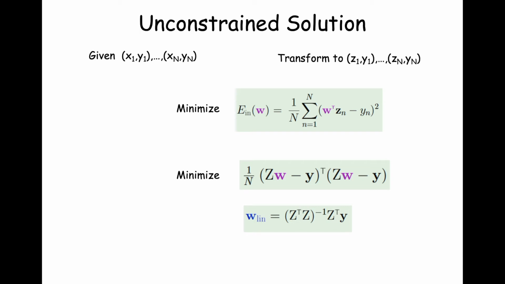And so the minimization problem for minimizing in-sample error is 1 upon N times (Zw minus y) transpose (Zw minus y). Okay, and so of course Zw minus y transpose, something transpose times itself, is in vector matrix format the way you square something. And of course, like we had done before, if you solve this minimization problem by setting the gradient equal to 0 and solving, you get the linear regression solution that we will call w_lin. And that's the pseudo-inverse: (Z transpose Z) inverse, Z transpose y.